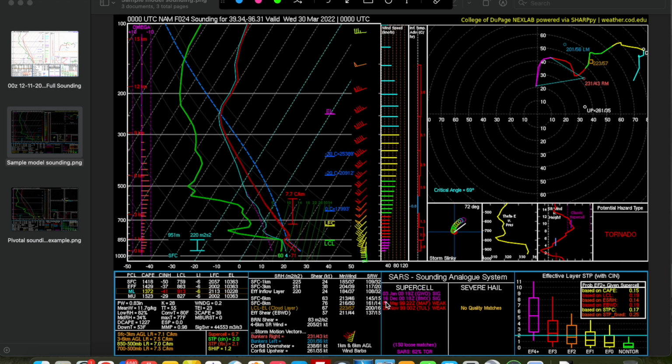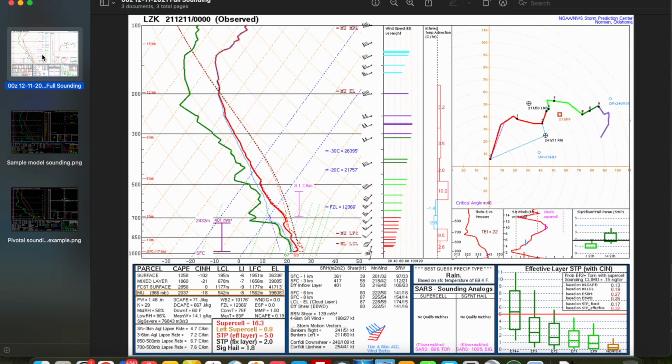Just not an environment that is conducive for significant tornadoes, even though we're getting significant tornado matches here. So something to keep in mind. It is a cool feature, though, to tell you what environments may have been somewhat similar to the environment that you're looking at in a given sounding.